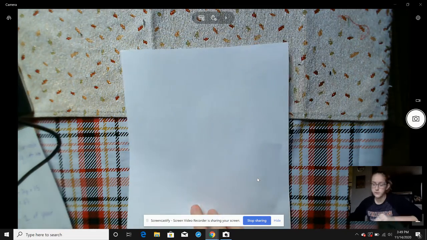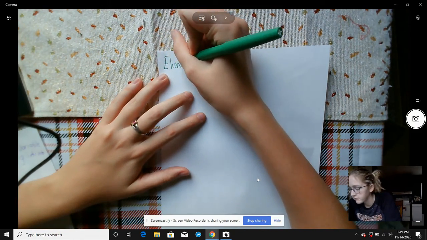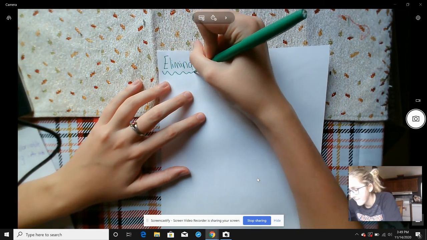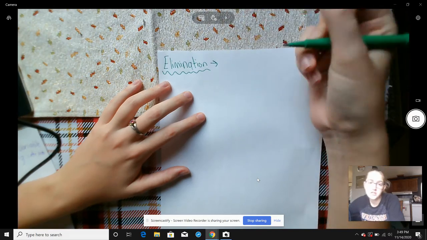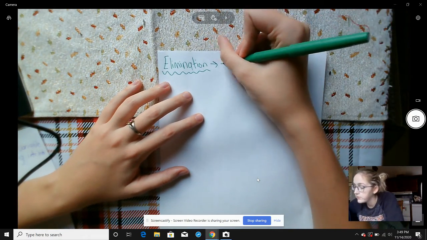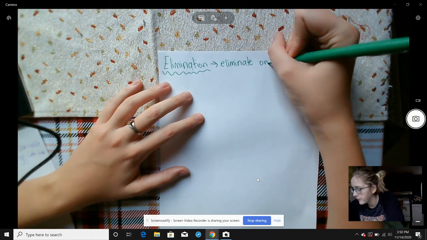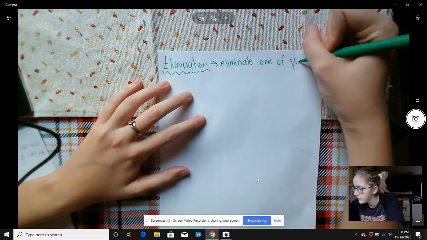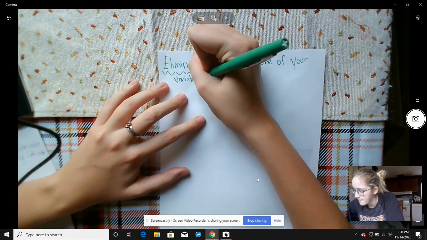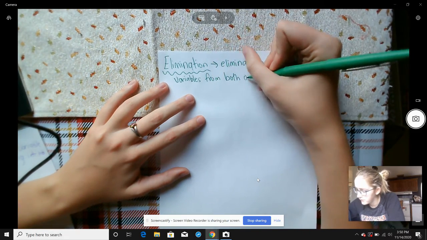And then the next thing we are going to do is elimination. So for elimination, you're, again, trying to do exactly what the method title says. You're trying to eliminate one of your variables from both of your equations.